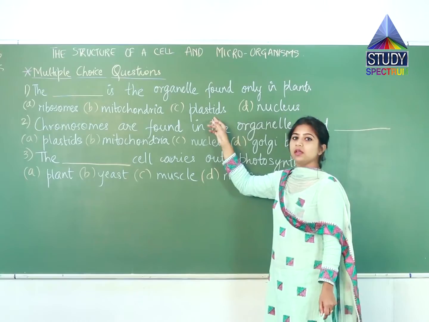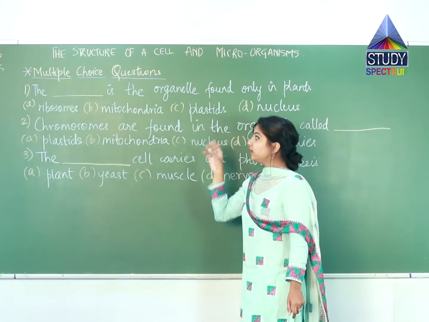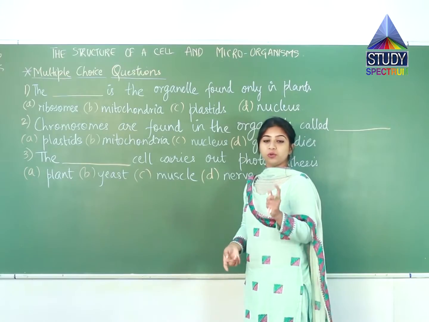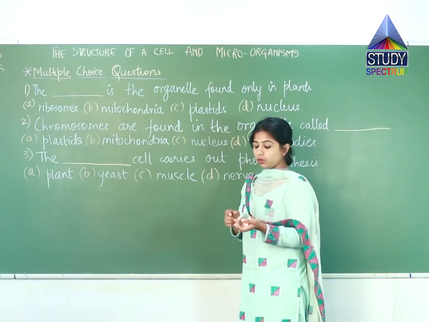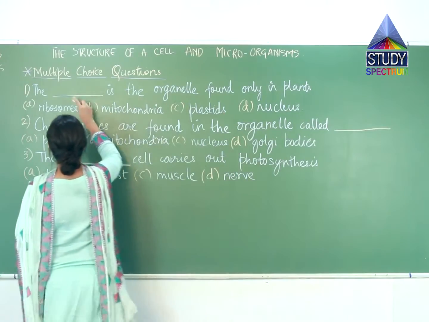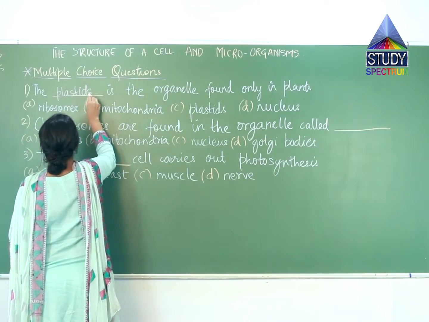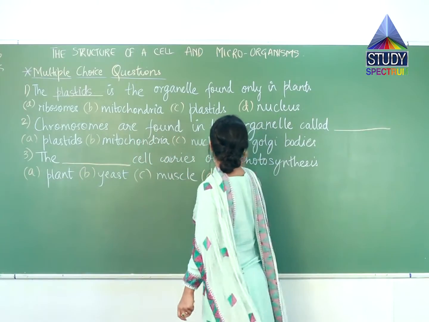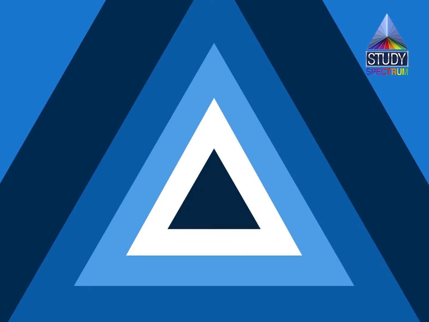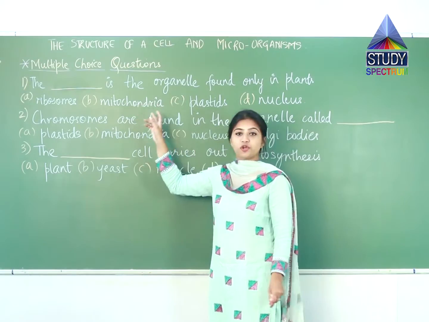Is it plastids? Yes, plastids is the answer because plastids have chlorophyll in them, and this chlorophyll helps plants produce their own food, while animal cells, as I told you in the summary, have no chlorophyll, therefore no food can be produced by animal cells. So the answer for this is plastids. And the last option is the nucleus, but the nucleus is present in both animal and plant cells.